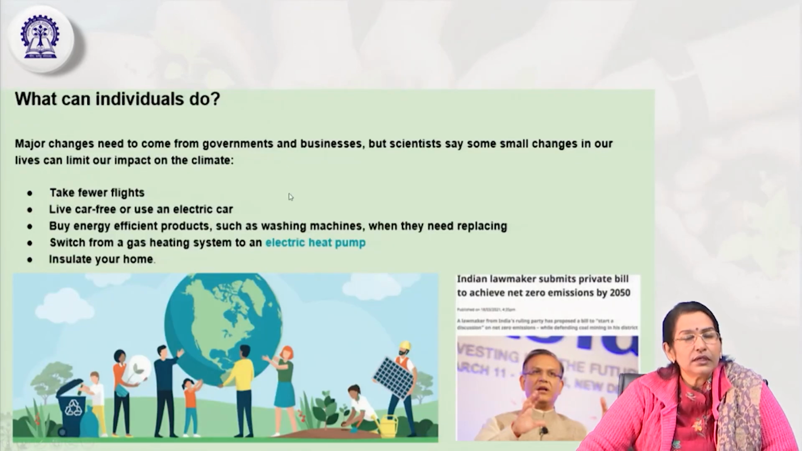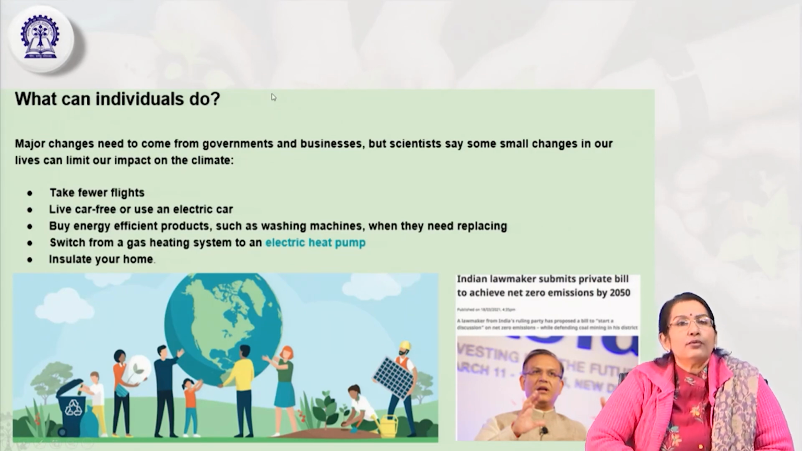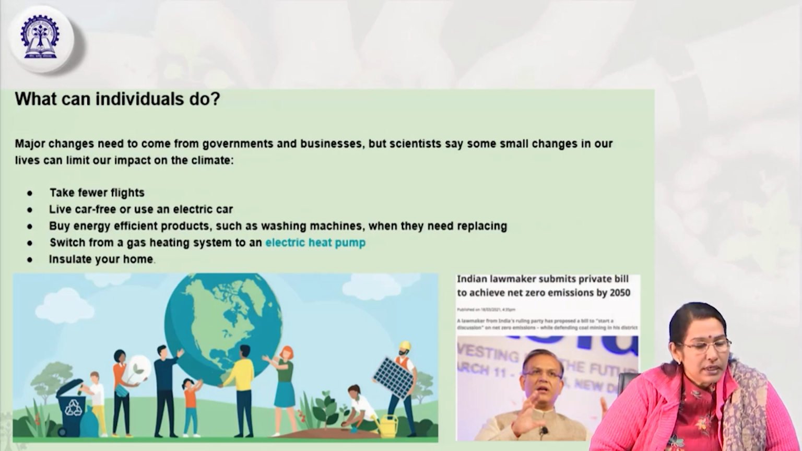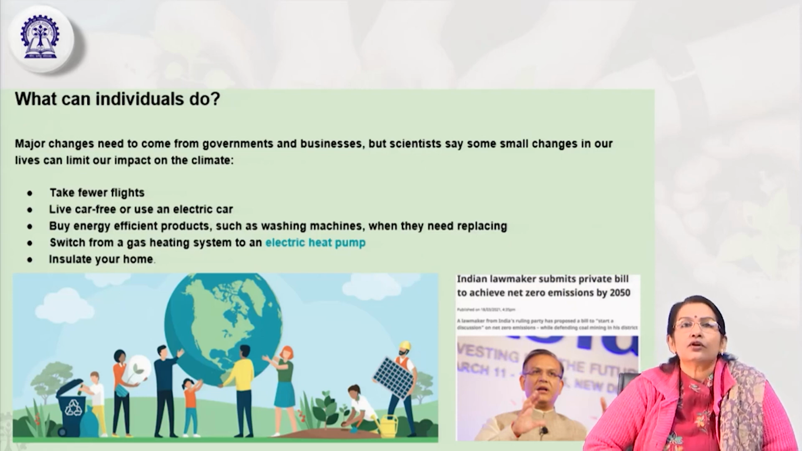So in this context, what can individuals do? Definitely, as Indian citizens and global citizens, at the government level and the institutional level, there are things we are supposed to do. But as an individual, in which way can we contribute? The major changes need to come from the government, business houses, corporate houses, and scientists. However, small changes can also take place from our own effort and initiative.